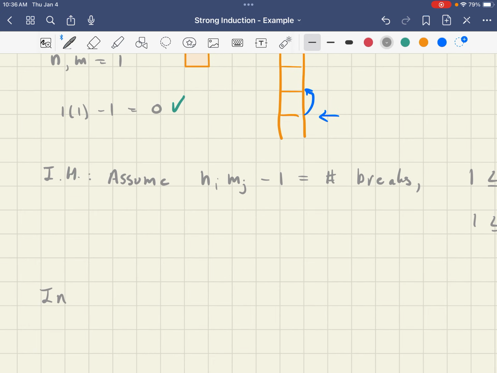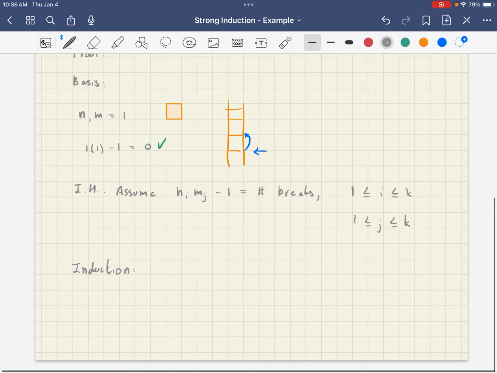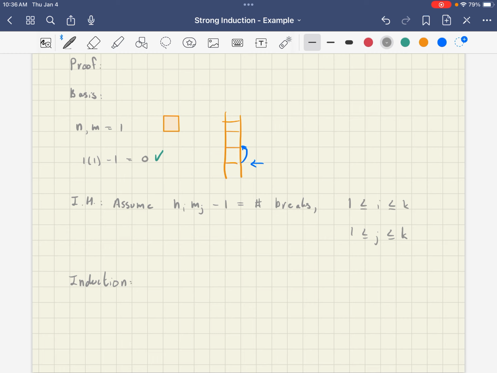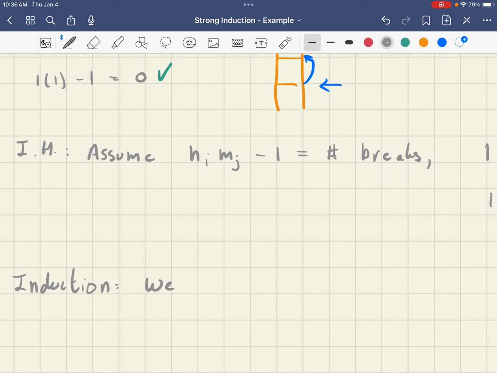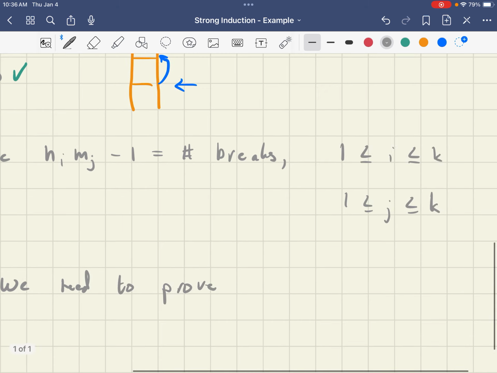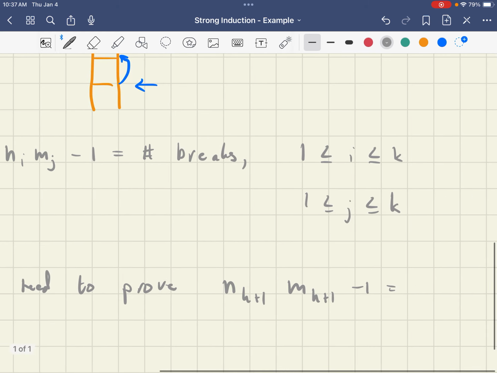So I'm going to say the induction step now. Induction. Okay. And what's the induction step? Well, we need to prove that n of k plus 1, so notice it's outside of this range, times m of k plus 1 minus 1 equals the number of breaks. Let me get a room here. All right?